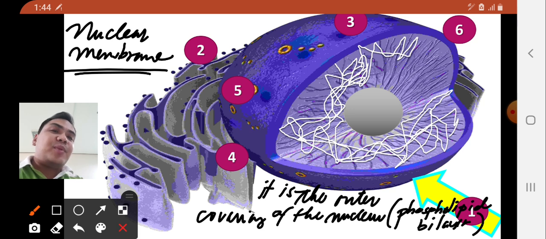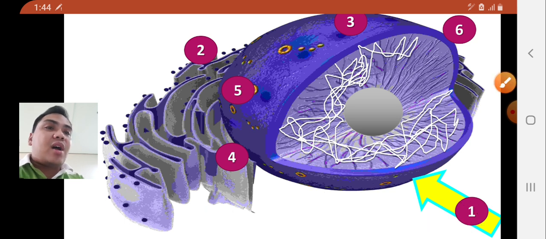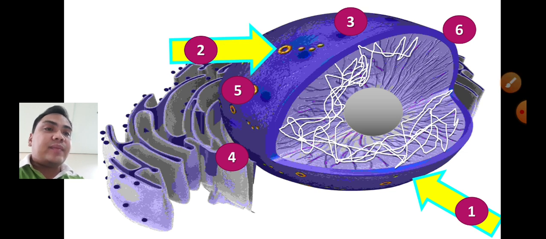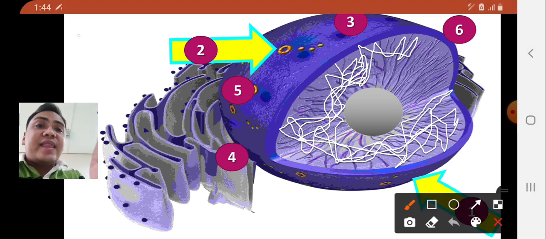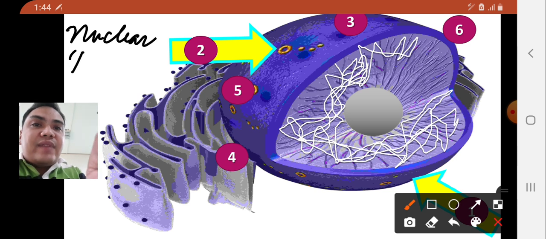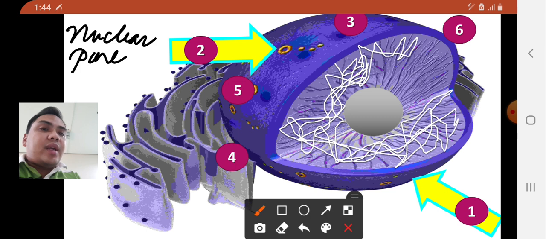Let's proceed to the next part of the nucleus. The nuclear membrane consists of tiny perforations. This tiny perforation refers to a tiny hole. In other words, the nuclear membrane consists of tiny perforations, or tiny holes, known as the nuclear pore. And that is number 2. For number 2, we have the nuclear pore.